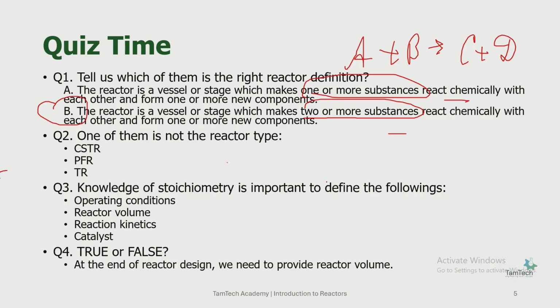One of them is not a reactor type: CSTR, PFR, and TR. We know CSTR is continuous stirred tank reactor, PFR is plug flow reactor, and TR, we don't know what TR is. It should be BR, batch reactor, so the right answer is TR.